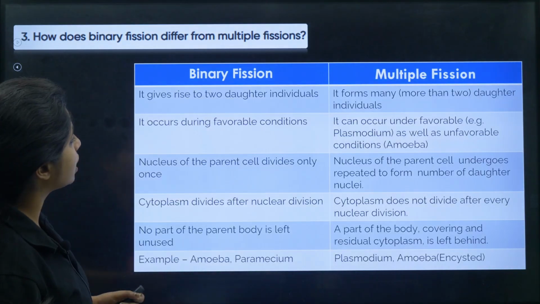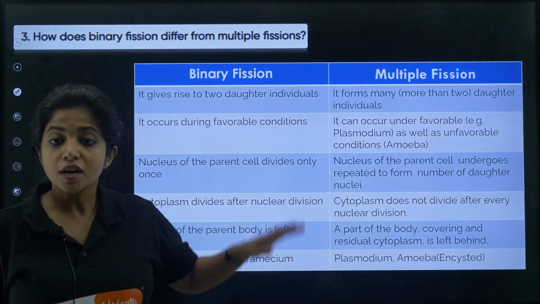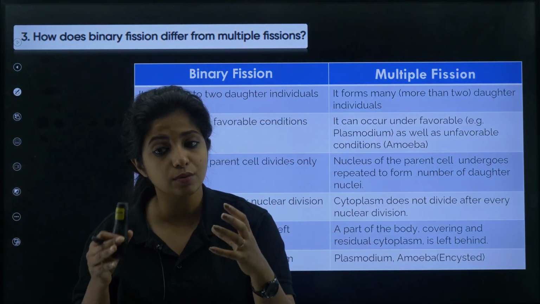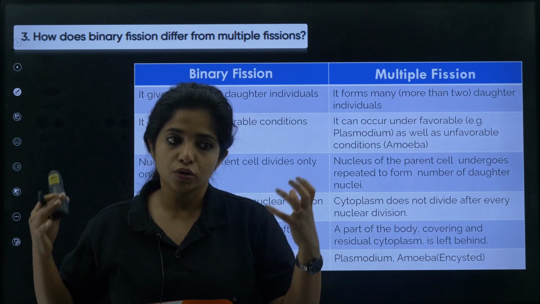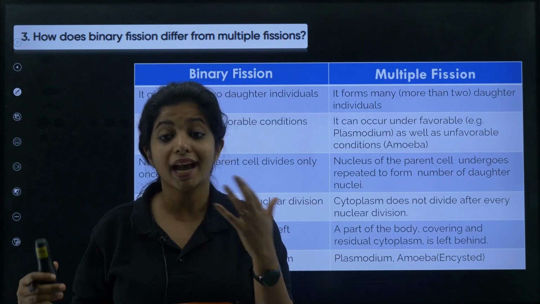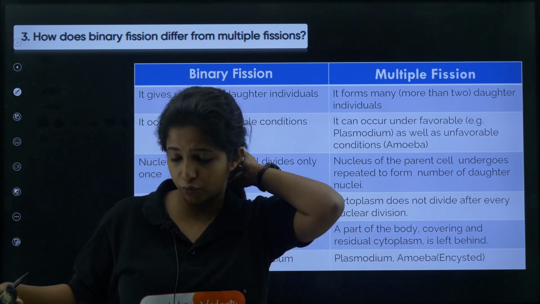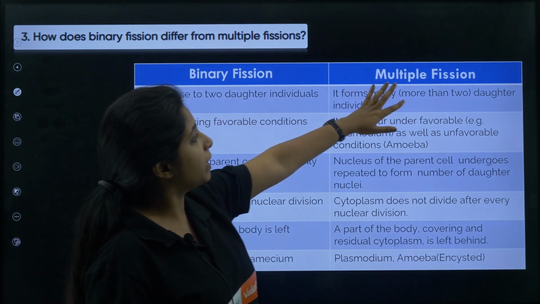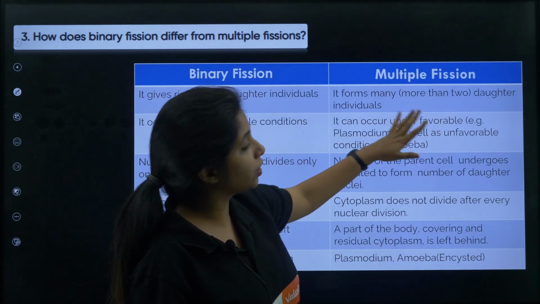And one more question comes, that is, what is the difference between binary and multiple fission? So binary, you give rise to 2 daughter individuals. Why do you say daughter? Because that organism can give rise to more individuals. So only females generally have the ability to give rise to organisms, which is why it is known as daughter. Okay, so it gives rise to 2 daughter individuals. Multiple fission, it forms many daughter individuals.